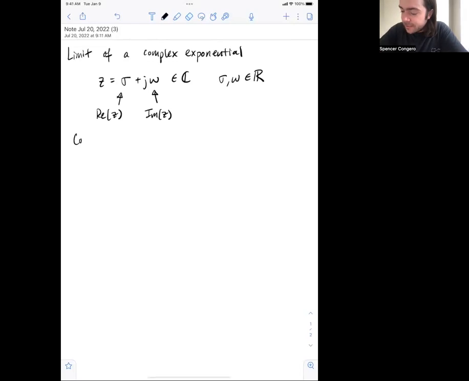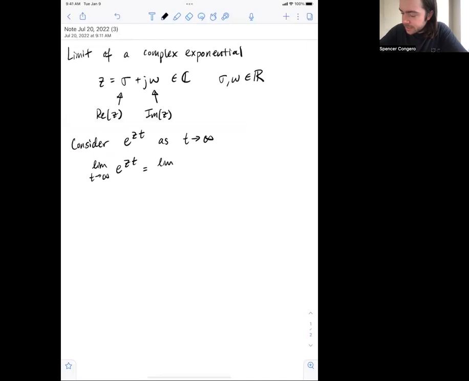And what we want to consider is the complex exponential function, e to the z times t. e to the zt. And we want to look at what happens particularly as t goes to infinity. So what happens here? Let's talk about that. The limit as t goes to infinity of e to the zt.